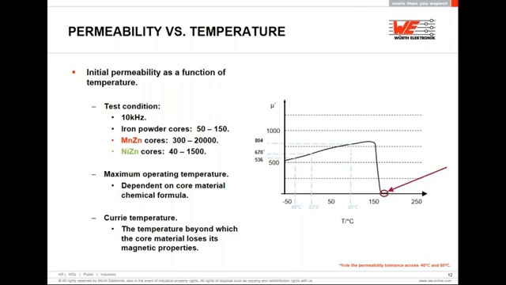However, this condition is not permanent. Once the ferrite cools down, the previous permeability is restored. Generally, the higher the initial permeability, the lower the Curie temperature. And typically, permeability presents a peak right before the ferrite reaches its Curie temperature, as you can see on the graph.